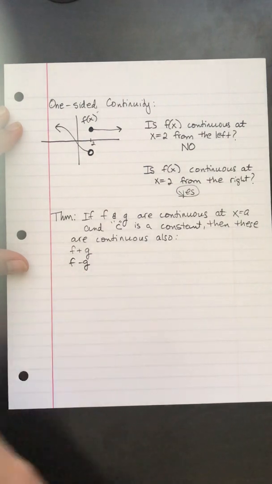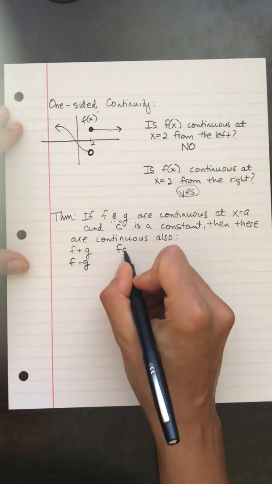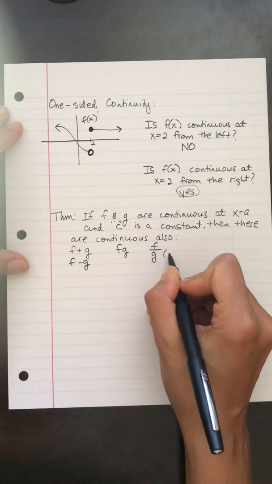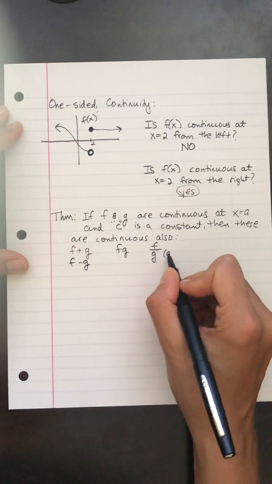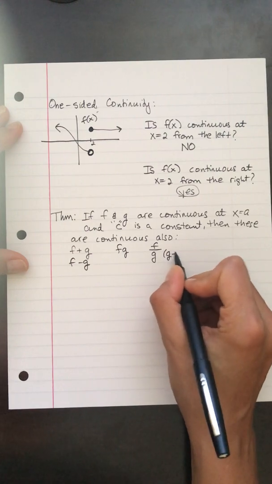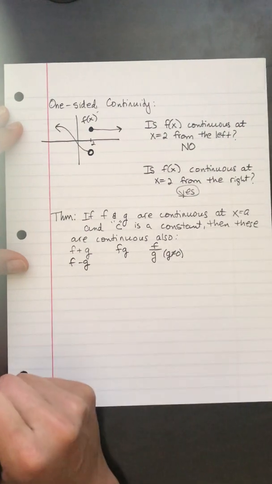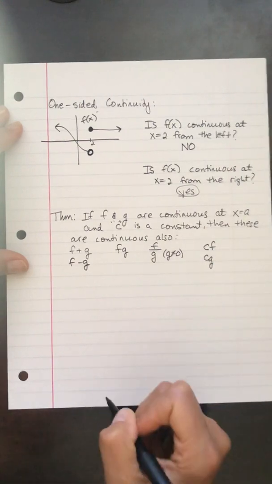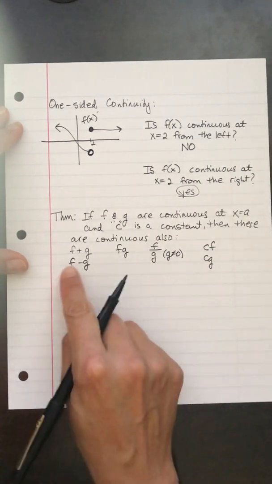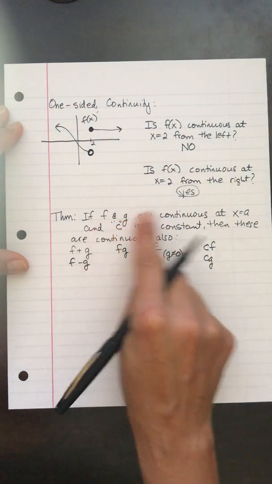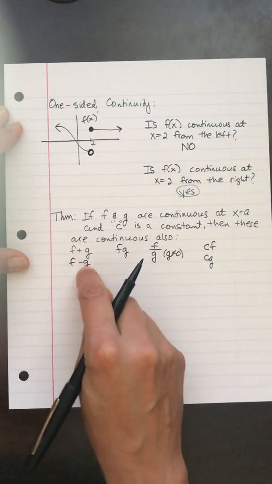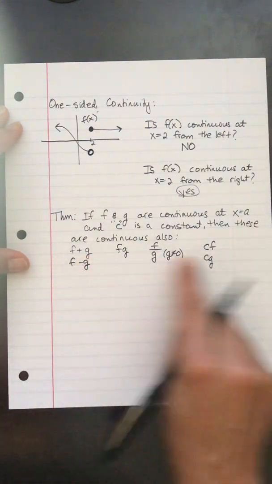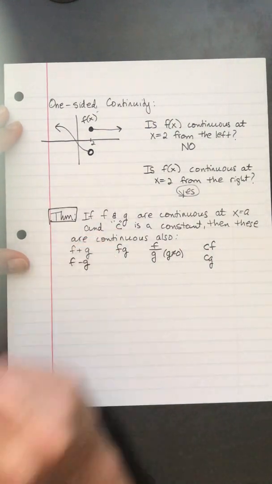Ready? The sum of the two functions will be continuous. The difference of the two functions will be continuous. The product will be continuous. The quotient will be as long as g cannot equal 0. A constant times each of the functions is continuous. Okay? So basically, if you start with two continuous functions, if you add them, subtract them, multiply them, divide them, or multiply either one by a constant, their result will also be continuous. All right.